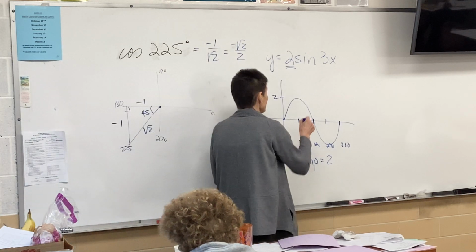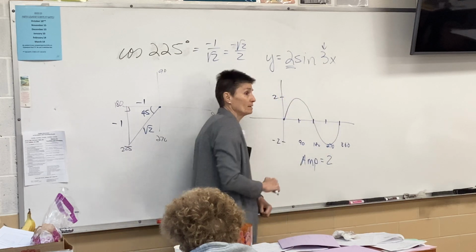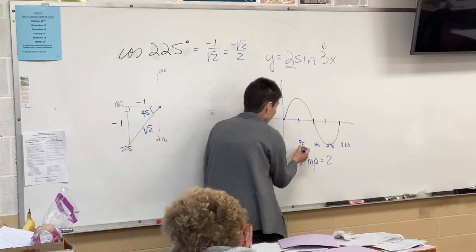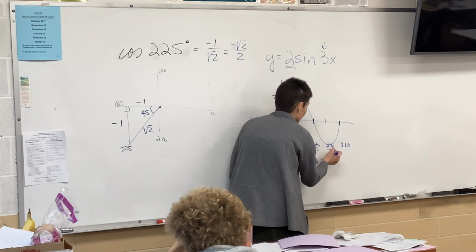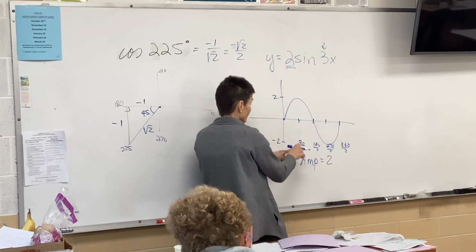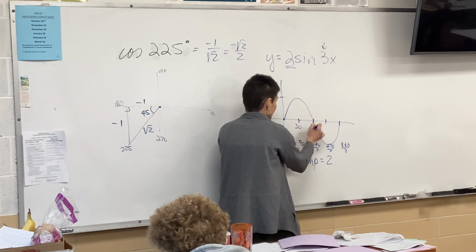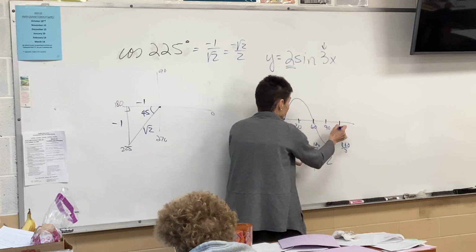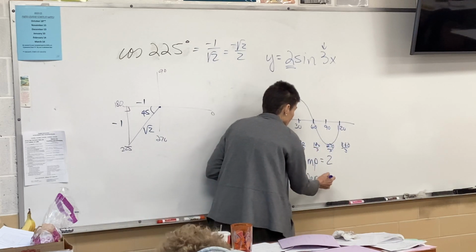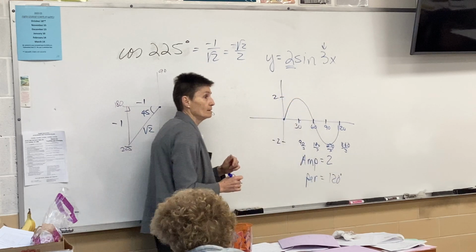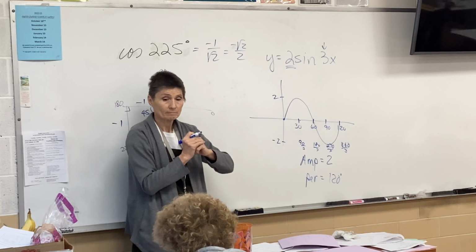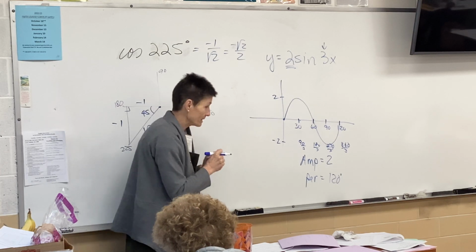But what's happened in this problem is we've stuck this number in. What does that number do? Divides. So all of these have been divided by 3. So the actual labels that go in the picture are 30, 60, 90, and 120. So the period of my function is 120 degrees. Period is start to finish. Easy enough.